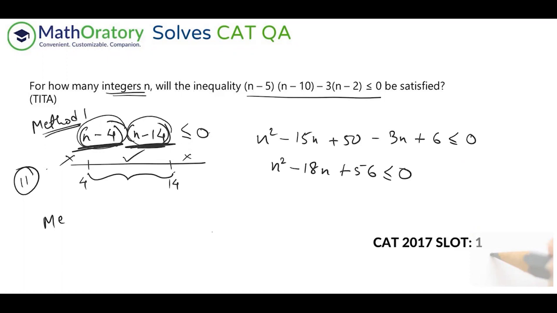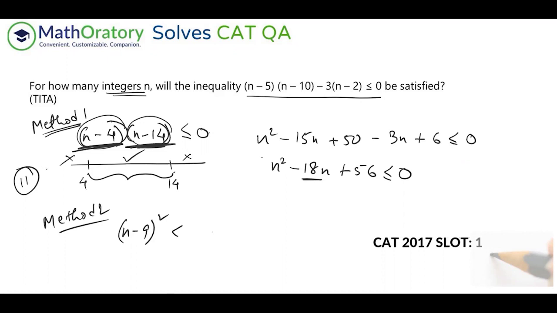Now method 2 in these kind of cases is a bit faster if you can make a whole square here. So notice that this is an even number. Whenever this is an even number and you don't have a coefficient here, that becomes very easy to make a whole square. So all you have to do is just write this n minus 9 whole square, because if you remember a square minus 2ab, right? So half of 18 is 9. So this must be 9 square. You don't have to write that 9 square.